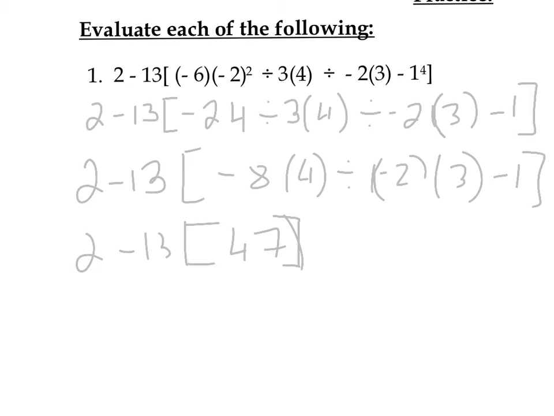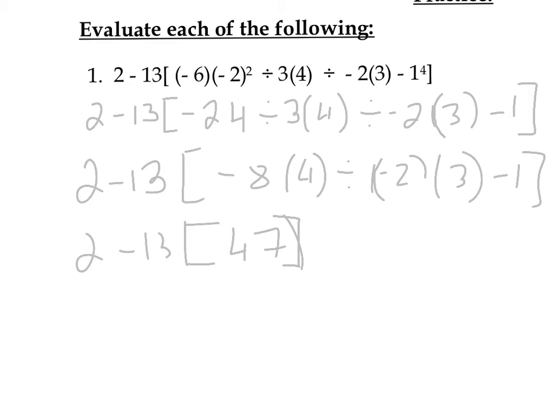Again, negative 8 times 4 is negative 32. Negative 32 divided by negative 2 is positive 16. 16 times 3 is 48, and 48 minus 1 is equal to 47.